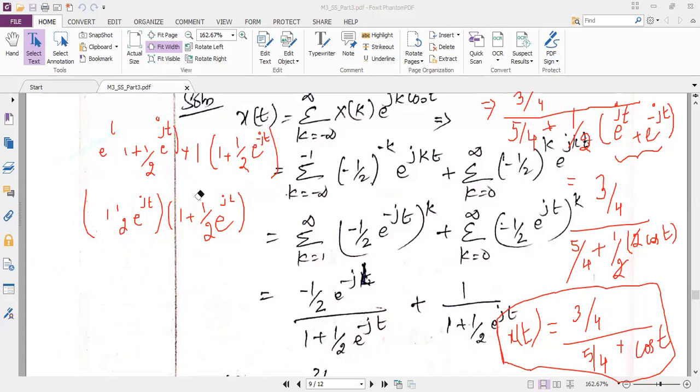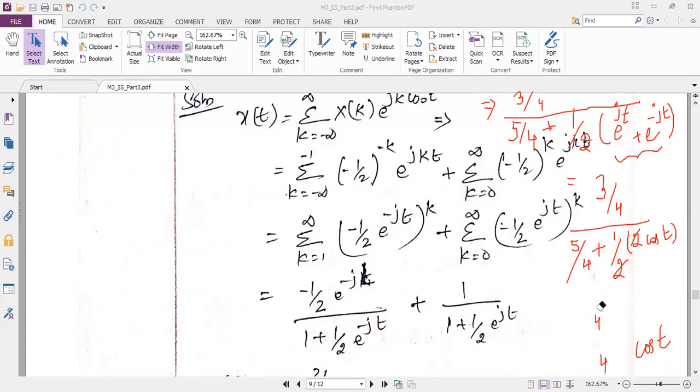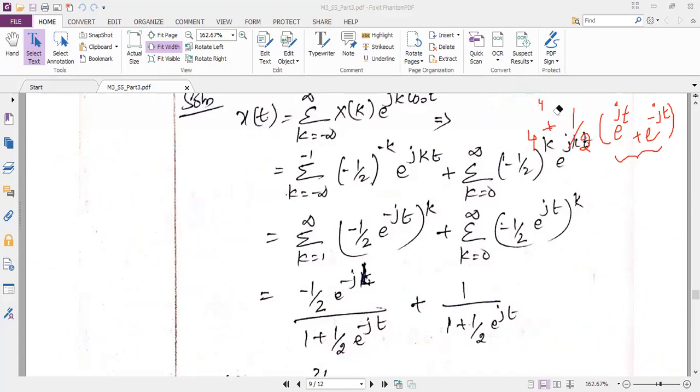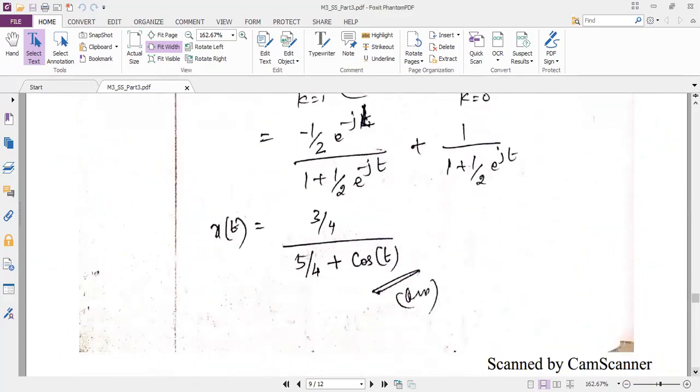So x of t is equal to 3 by 4, the whole divided by 5 by 4 plus cos t. This is one of the unique problems because in the question you have the power with magnitude of k, and never have we solved a problem to find x of t till now. So today we have solved x of t. Can we move on to the next problem?